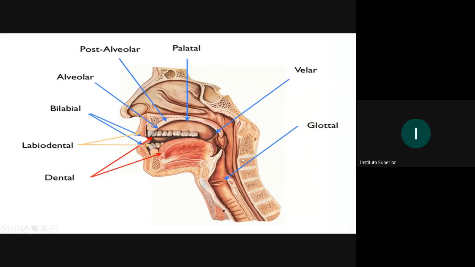Here we have this picture so we can see where each of these places is. For example, as you mentioned, here we have the labiodental. Also we have dental in this part, the alveolar here, just behind the front teeth, the postalveolar here, the palatal here, the velum in this part, and here we have the glottal zone.